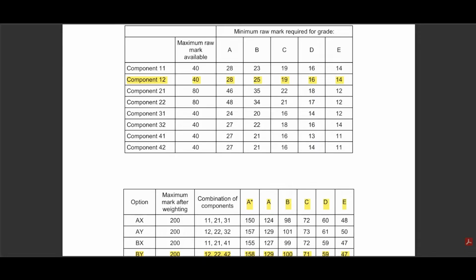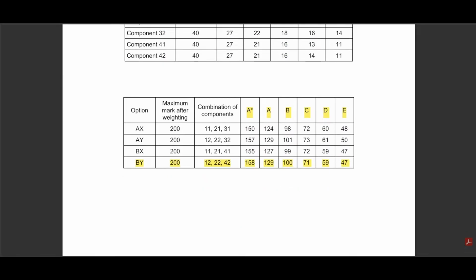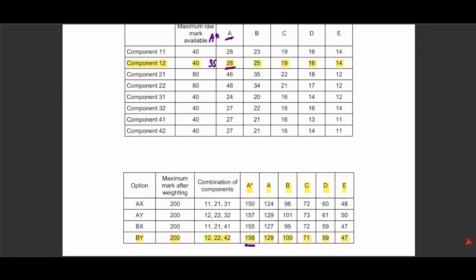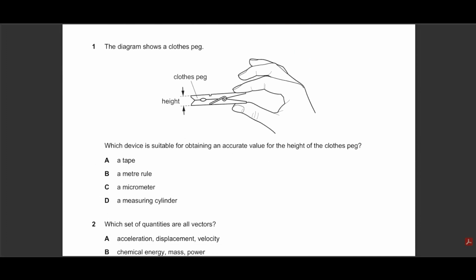So if you had to score an A or above, you would have to get 28 marks. But if you wanted to score an A star, you would have needed 35 marks. I've reworked this backwards from this 158, and I've calculated that this should be 35 out of 40 if you want to hope for an A star. But anyways, let's go on. Let's move on. Question number 1.